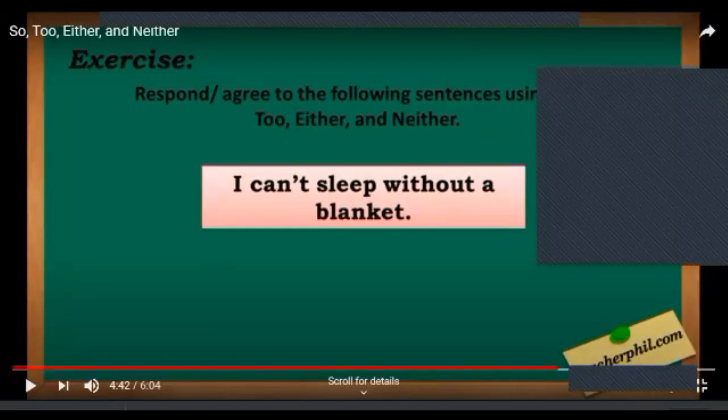So Ma'am, if I ask you to use either in this sentence, how would you say either? How would you use either in this sentence here? Yes, Abigail? I can't either. Okay. And if I ask you to use neither here, how would you say it? Neither can I. Okay, thank you.